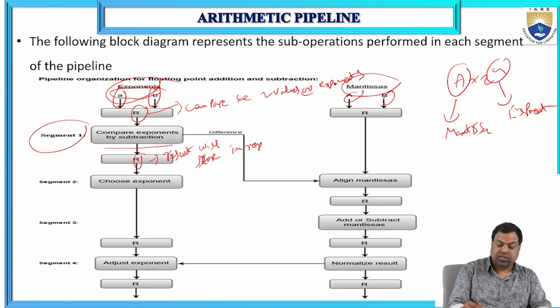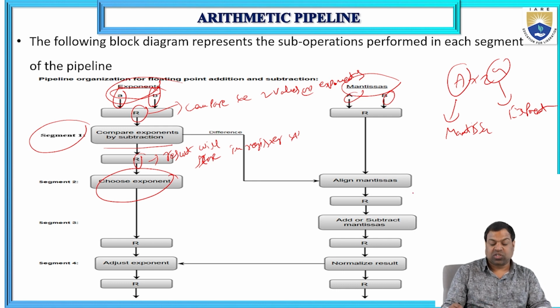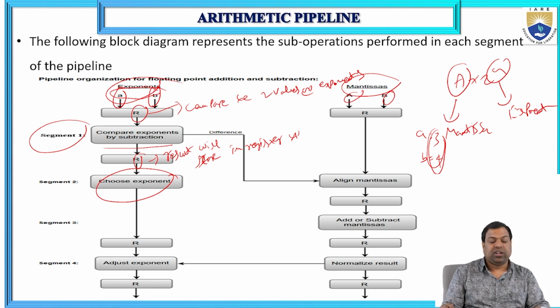in register A, and choose the exponent. So I was compared. Suppose a equal to 3, b equal to 4. So are you taking both as 3 or both as 4? Which one are you finalizing? That is one thing. And choose the exponent. After that, in segment 2, we have to choose the exponent. So which do you choose? A equal to 3, b equal to 4. Both are taking 3 or both are taking 4. You have to finalize. That is choose the exponent.